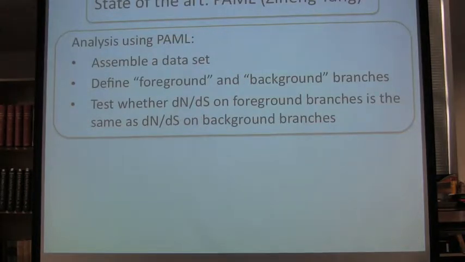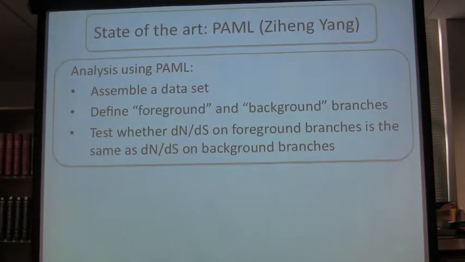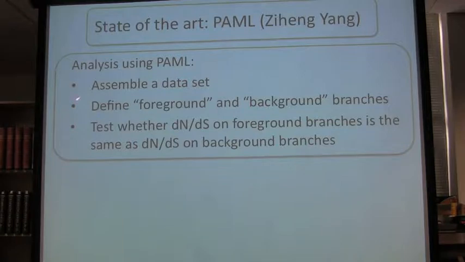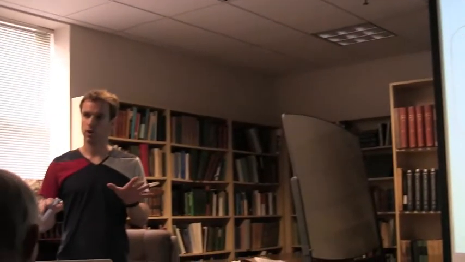So usually, when people do that, they use a software that is well known and whose name is PAML. And the way you do an analysis using PAML is that first you need to assemble a data set, so that means an alignment and a species tree, or a tree at least. And then you need to define two types of branches. So in the PAML nomenclature, they are known as foreground and background branches. So there you need to have a hypothesis in mind where you think that there are two types of branches.